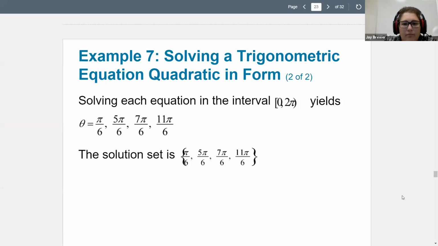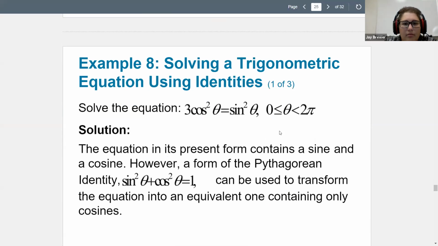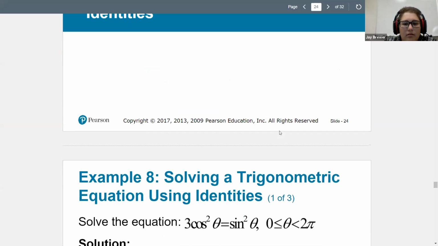All right. I'm assuming if you have no questions, then we are solid to keep going. This one says solve the equation 3 cosine squared theta equals sine squared theta. What do you think you have to do? We have some room to write if someone wants to tell me what they think we should write down.